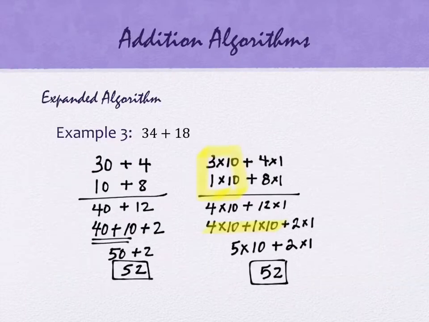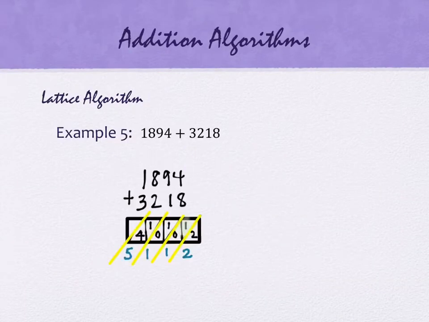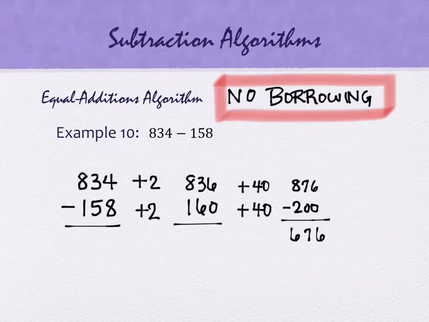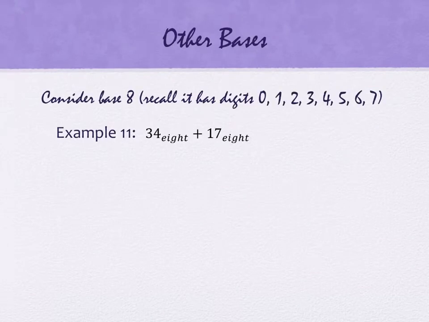All right, so last time we had left off on equal additions and talked about it being this very important idea of not borrowing. And now we're ready to take a look at what happens in other bases. So we're going to start with base 8. There's a reminder at the top that base 8 has the numerals from 0 to 7. And we're going to add 3, 4 base 8 to 1, 7 base 8.